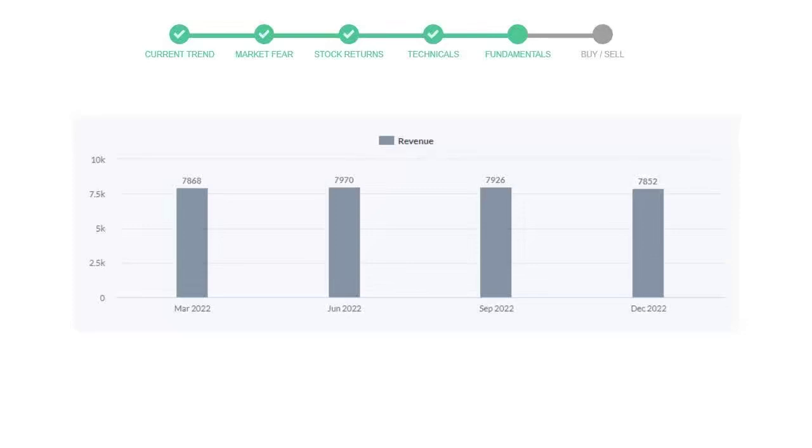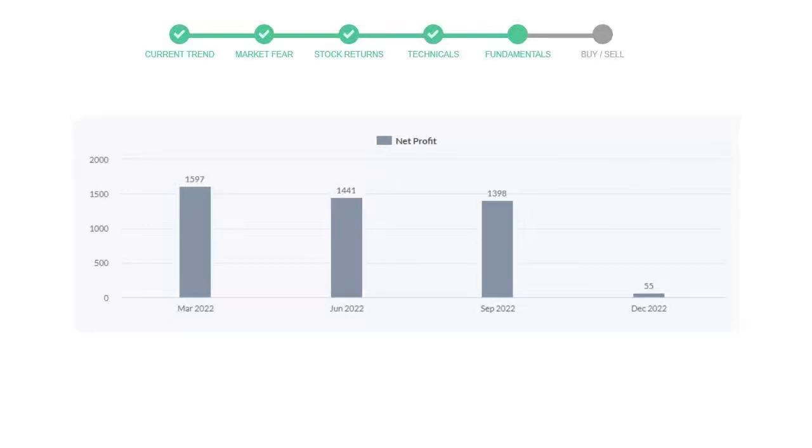Now let's see the profitability of Netflix. In the quarter September 22, the profits were $13.98 million. And in the recent quarter, December 22, the profits declined to $55 million.